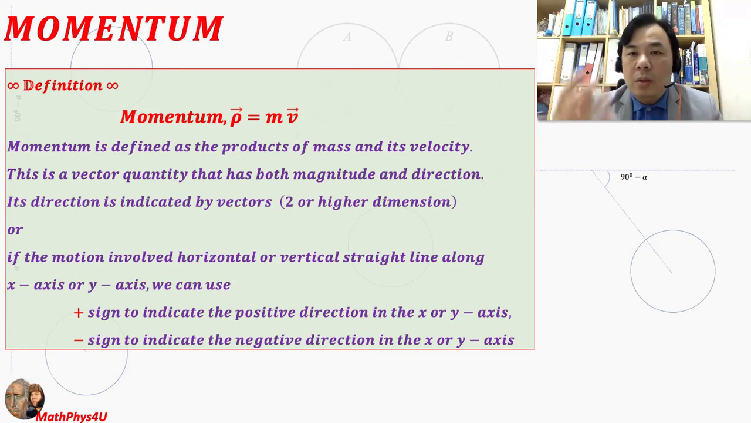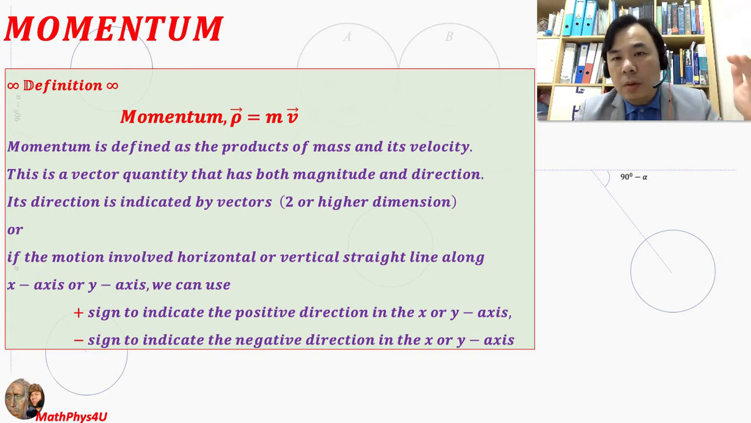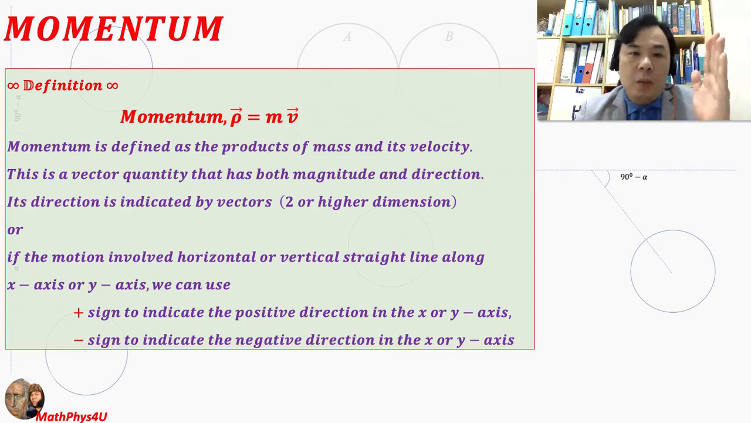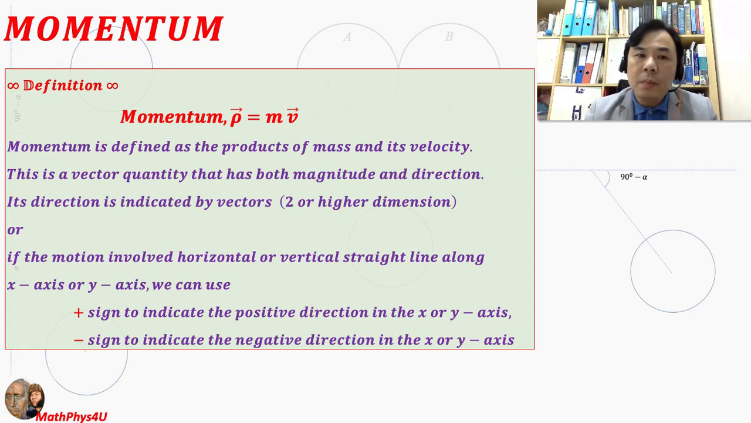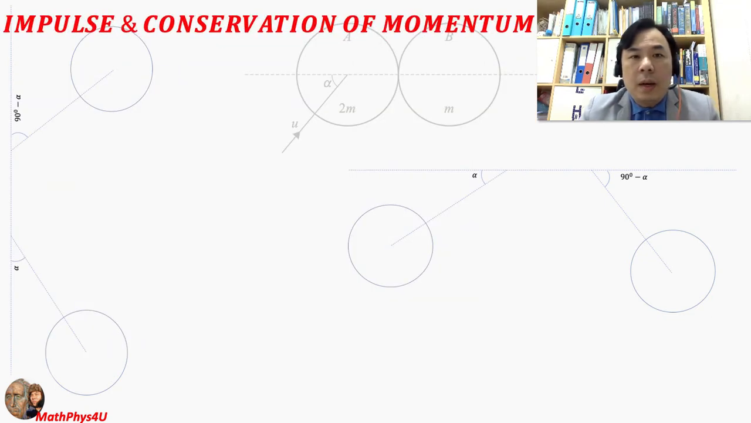Now you can always use a standard symbol, standard sign in this case. So positive is moving to the right, and then moving vertically upward. Down is considered as negative, left is considered as negative here, right? All right, now next we also have impulse.